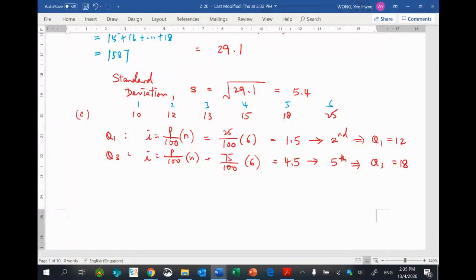Then the question is not asking us to find Q1 or Q3, right? The question is asking us to find the IQR, which is the interquartile range, equals Q3 minus Q1. Now the 3 and 1 can be small or large, it doesn't matter, right? It's just a general symbol. Then this is 18 and that is 12. That will give you a 6.